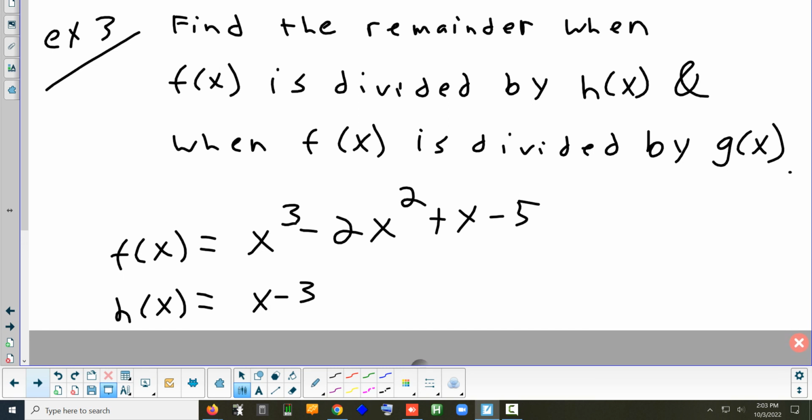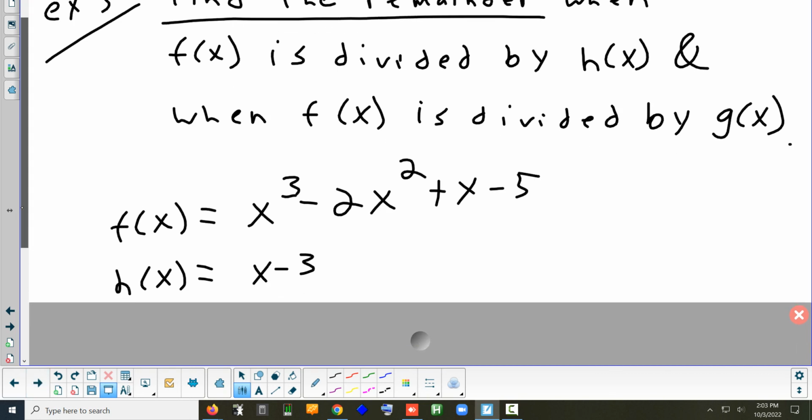So what I want to do with this is, I don't want to do all the long division. All I want to do is find the remainder. And you might think, what's the big deal? Why do you want to know the remainder? Because if the remainder comes out to 0, then that means something important we said earlier. It means it's a factor. So the remainder theorem is very helpful.